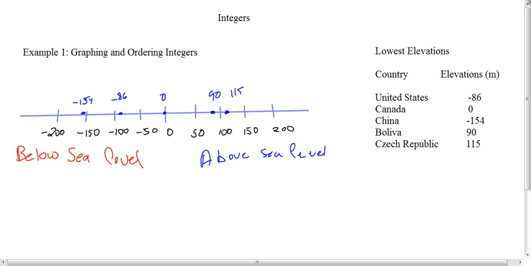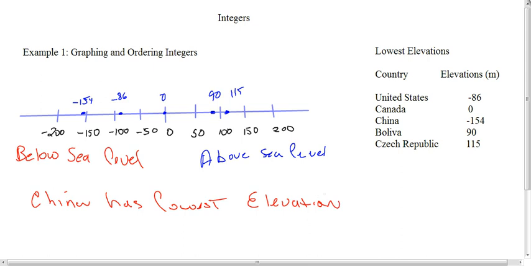Now, with this information, what we can do is look at this and determine which one has the lowest. Looking at the lowest of the numbers that we have, it's the number that's actually furthest to the left. Then, of course, that would be China with negative 154. And just to answer our question, we could see that the lowest belongs to China. China has the lowest elevation.